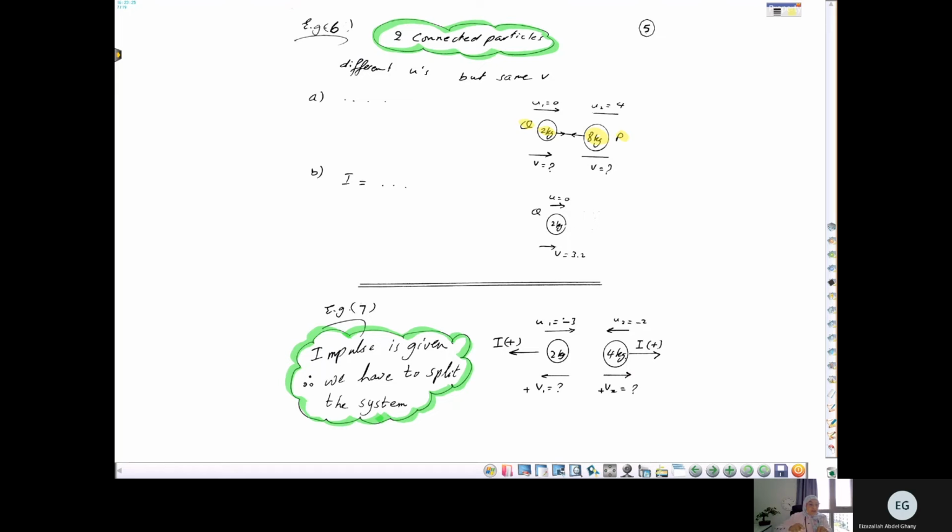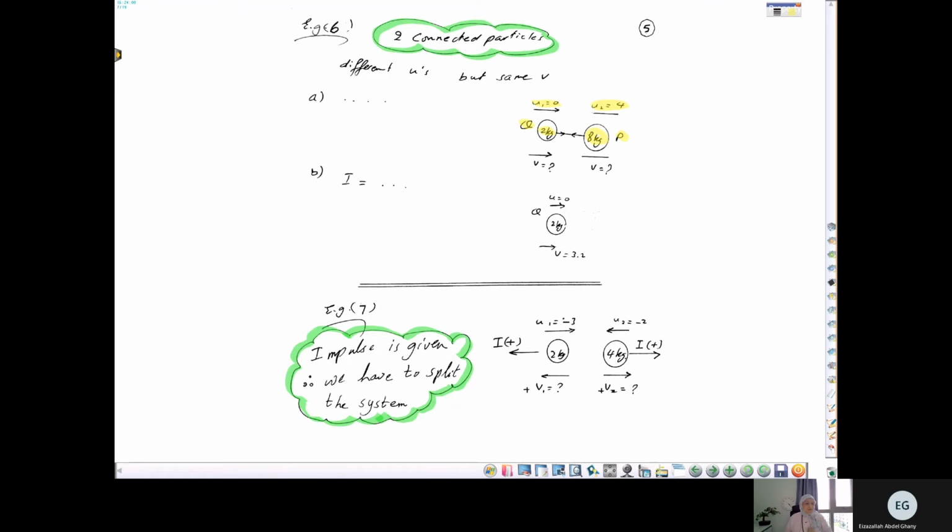Particle P is projected directly away from Q with a speed 4. It means the initial velocity of P is 4, and the initial velocity of Q is 0. Find the common speed of the particles. Take care, find the common speed. It means it will be a connected particle system as we took before in mechanics. Connected particles have the same acceleration, same velocities, but of course different masses and different frictions.